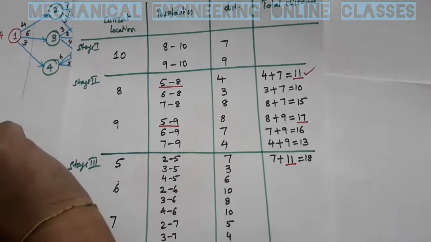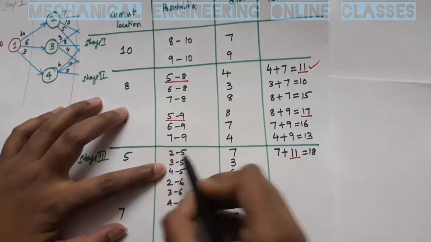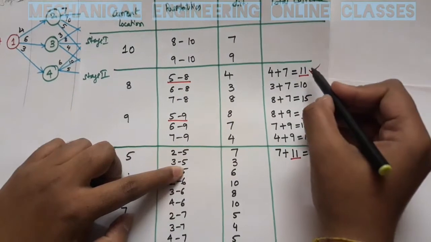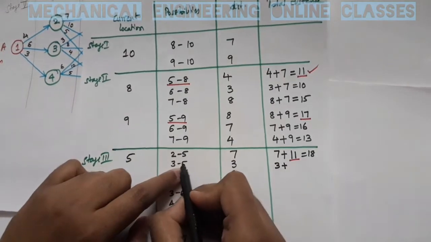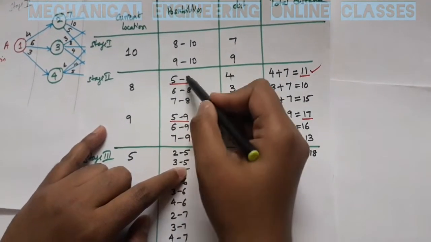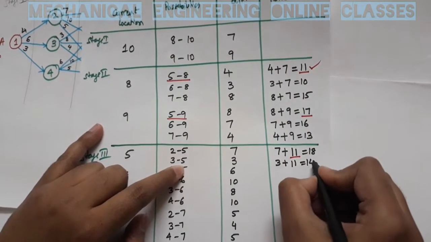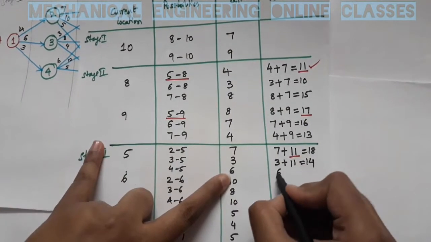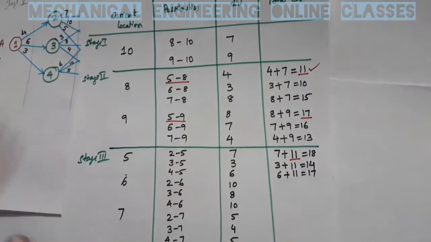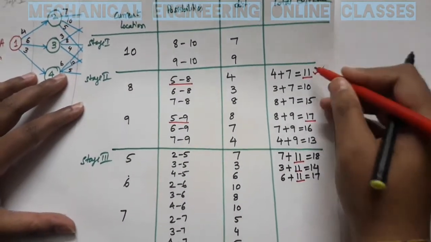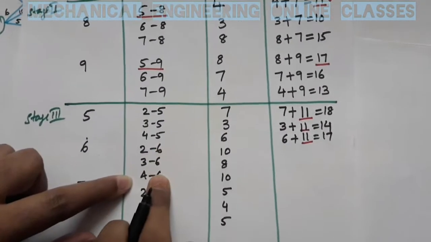In case I am reaching this 3 via 5, naturally I have to pick 5 to 8 only because this is minimum. So this will be 3 to 5, which is 3, plus the minimum of distances via 5 to 10, which will be this 11. So the total is 14. The 4 to 5 is 6 plus this minimum, which is 11. The total is 17. So these 11s are chosen from these values only. In a similar way we have to do it for the other things.